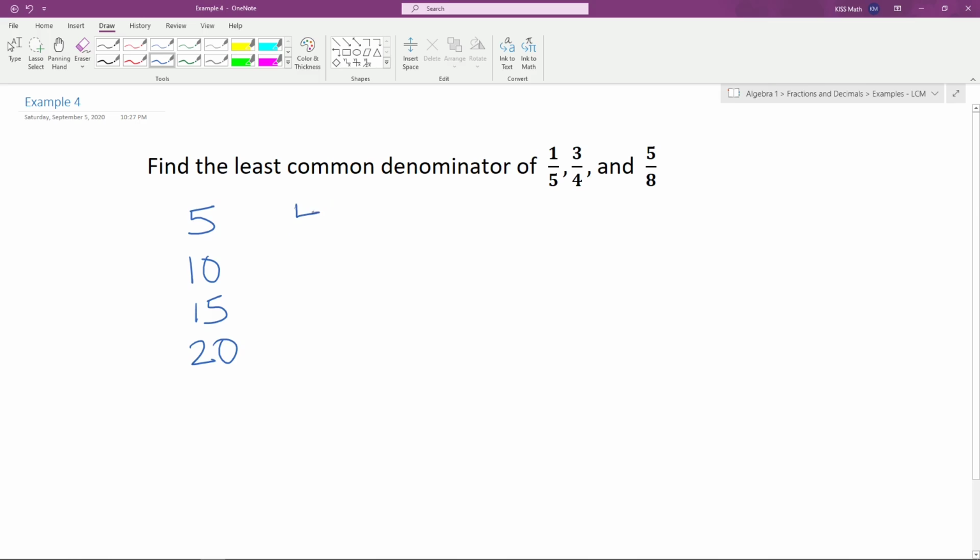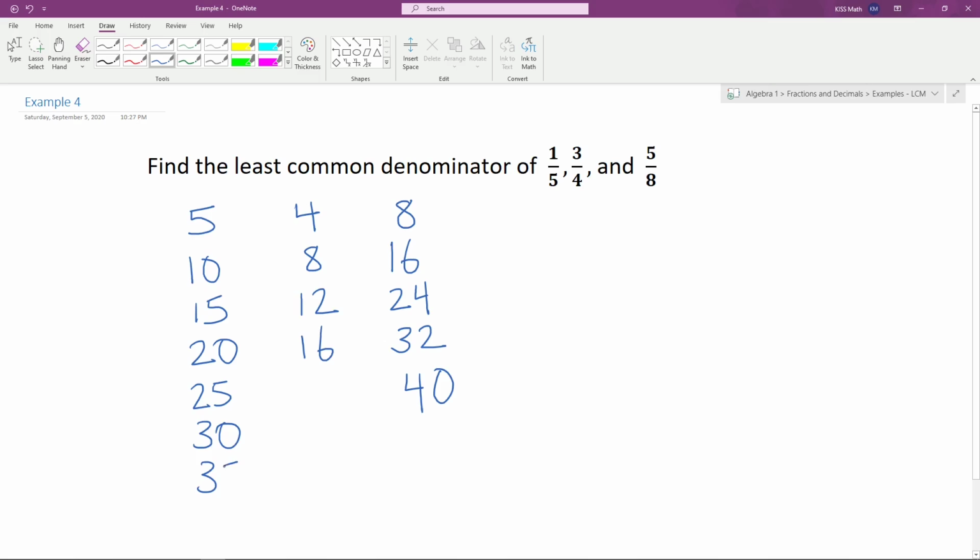And for 4, we have 4, 8, 12, 16. And for 8, which is our third denominator, we have 8, 16, 24, 32, 40. I'm still not seeing a common denominator, so I'm going to keep going. So for 5, I'll have 25, 30, 35, 40. Okay, maybe 40 will be our denominator.